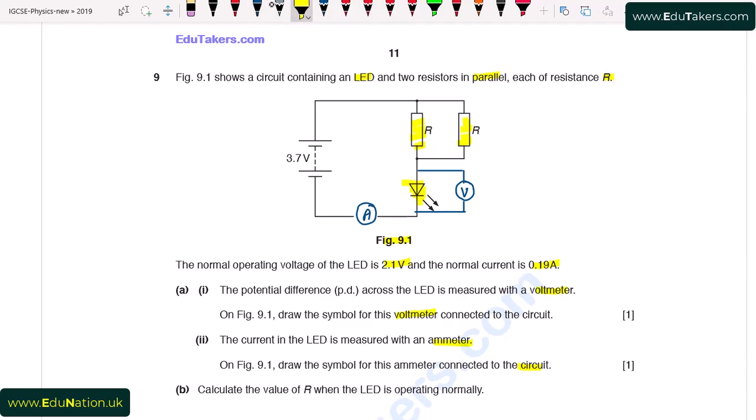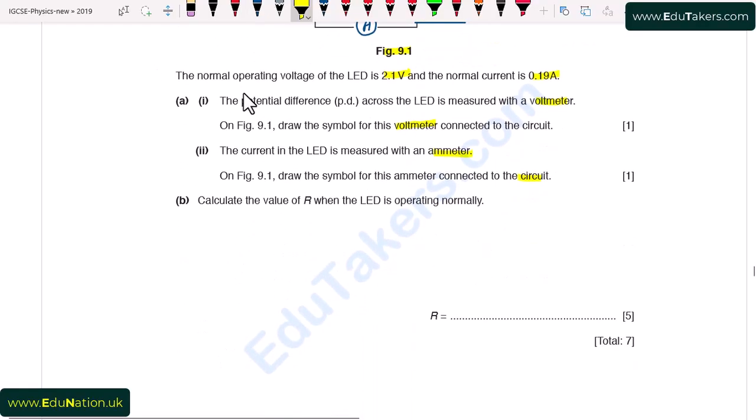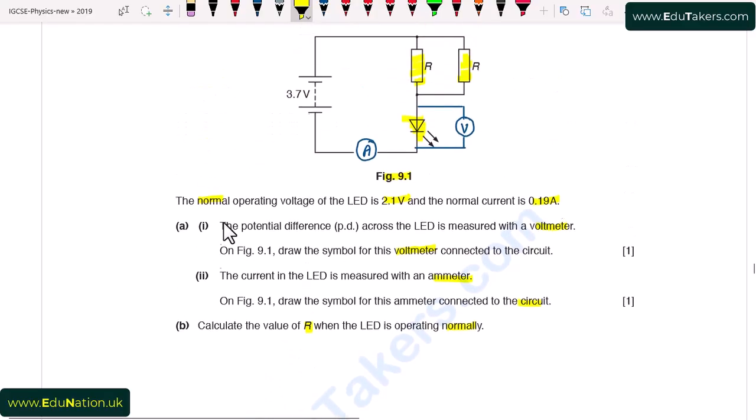Part B. Calculate the value of R, that is resistance, when the LED is operating normally. So here we are given the values of normal operating voltage and normal current values. And when the LED is operating normally, then we have to find out the value of resistance capital R.